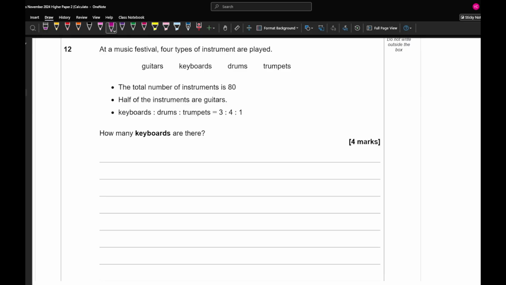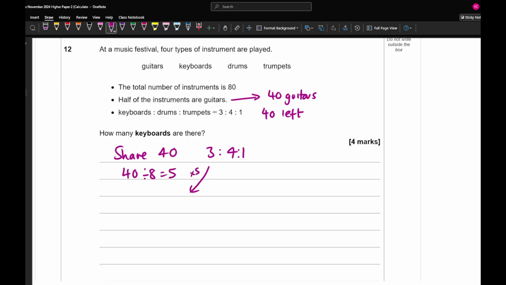Well, looking at this, the first thing I need to do, if there's 80 together, half of that is going to be 40. So there are 40 guitars, leaving 40 instruments left. Now next I need to share 40 in the ratio of 3 to 4 to 1, which is giving me a total of 8 parts. So it's going to be 40 divided by 8 equals 5. So to work out the total of each, I just need to multiply each of these numbers by 5.